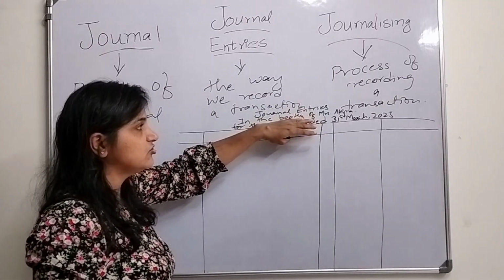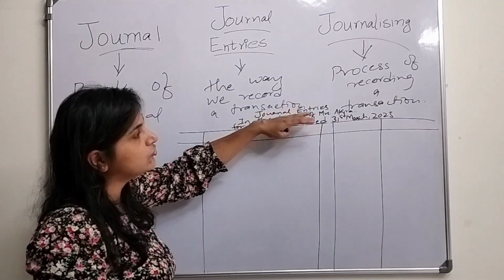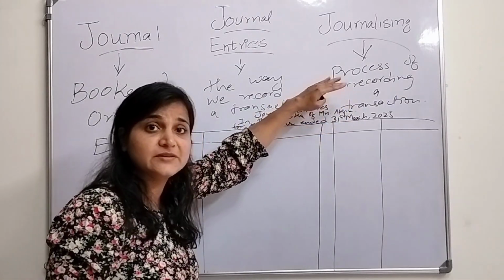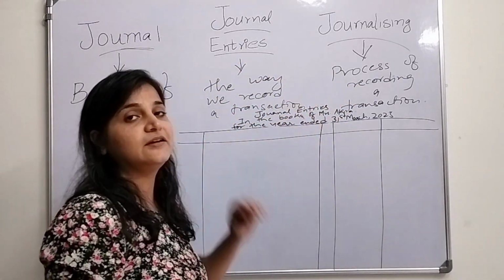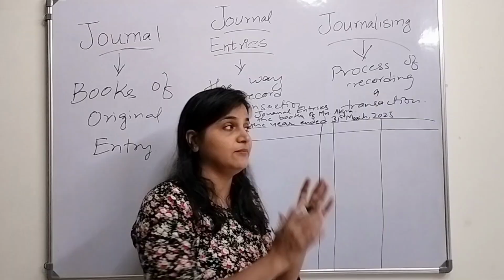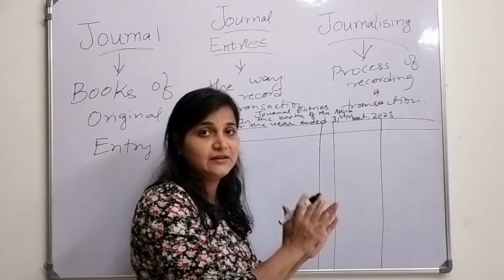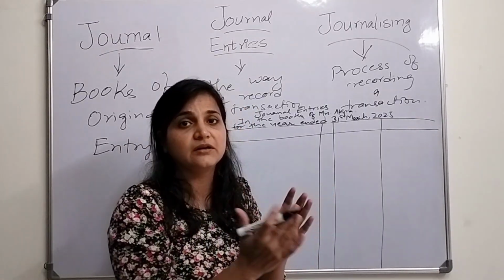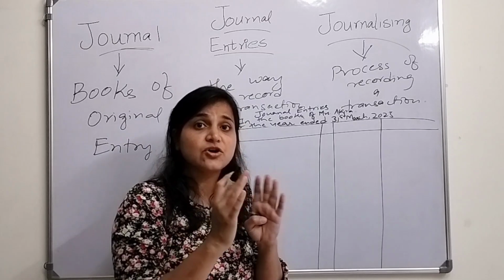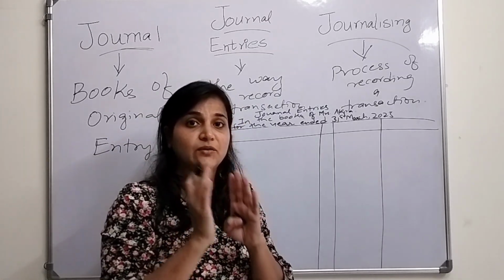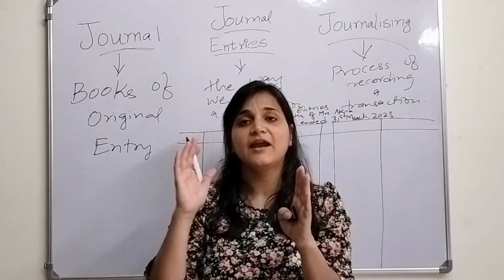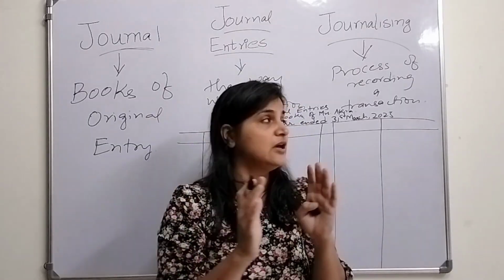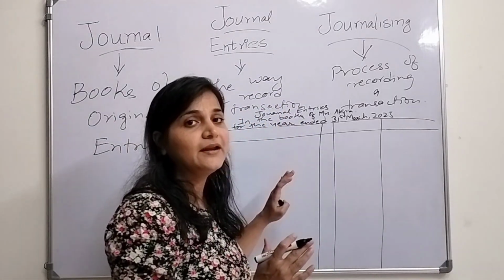We are going to record the journal entries. In whose books? In the books of Mrs. Akira. For which year? For the year ended 31st March 2025. It means these journal entries belong to the year which ends on 31st March 2025, like the year starting from 1st April and ending on 31st March. Those entries are recorded in this book.